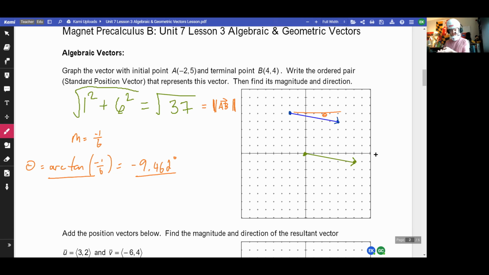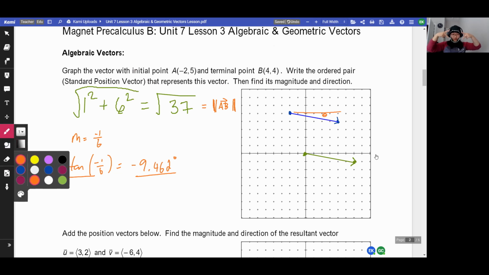-9.462 degrees with respect to, I guess, east, or the positive x-axis. They're both √37. So they are the same vector. Vectors don't have location. The two values that they represent are magnitude and direction, so they can be wherever you want. So if we relocate it to the origin, how can we describe that vector way more efficiently than -2, 5 to 4, 4?